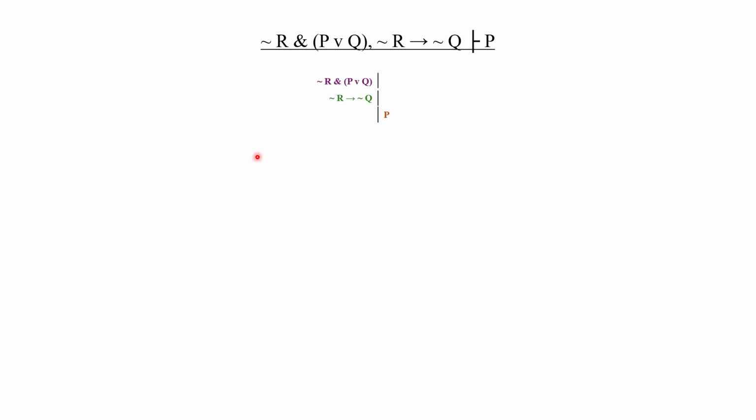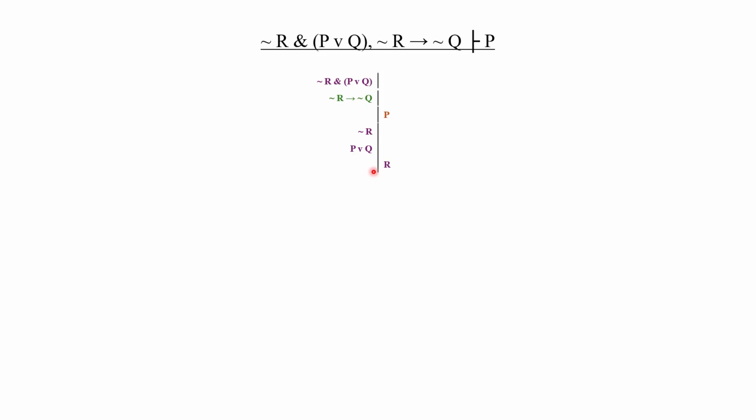We'll revert back to three different letters here. So we have P, Q, and R, and we got our two premises here, the one in purple, one in green, and then we've got our conclusion, which is just P here on the right-hand side. So looking at our first premise, the main operator here is the ampersand. It's holding together this tilde R and the P wedge Q. So we just stack them here on the left-hand side.